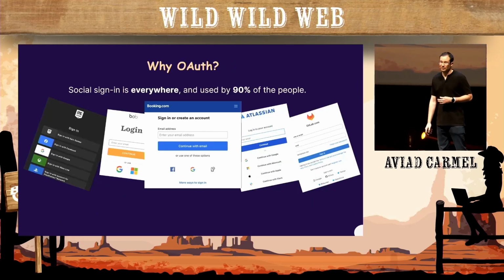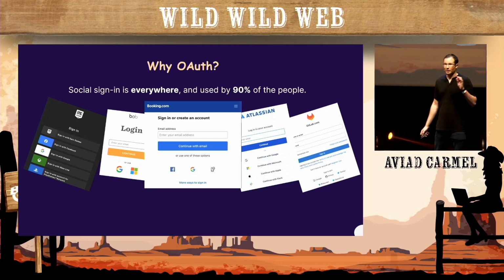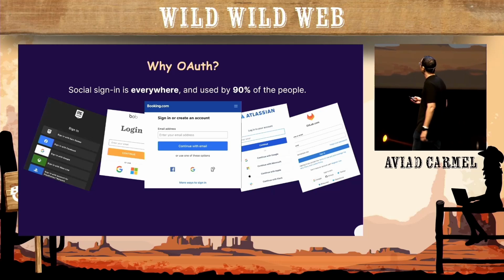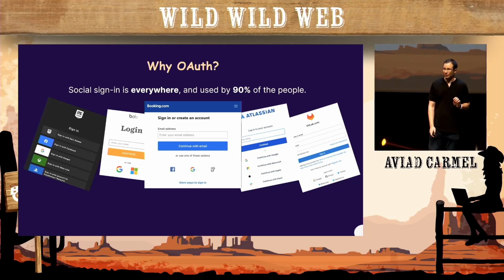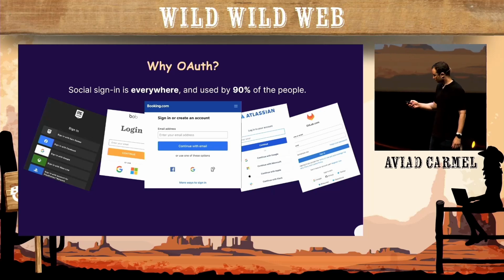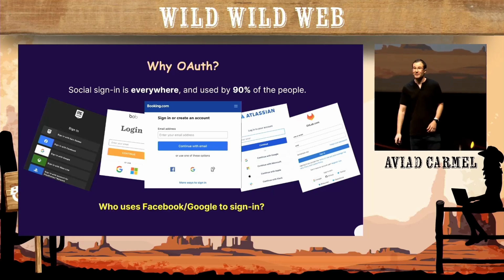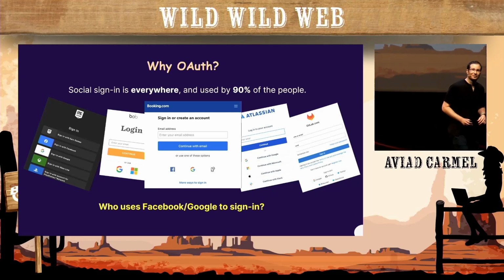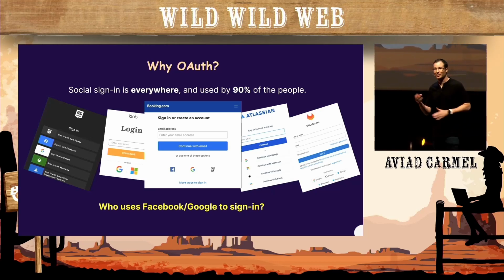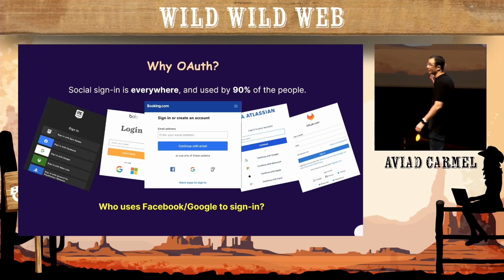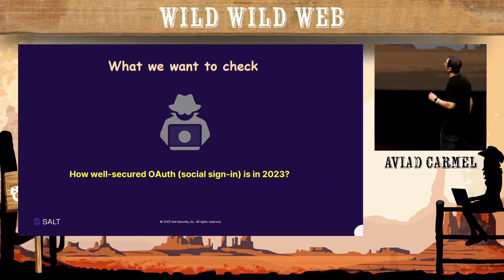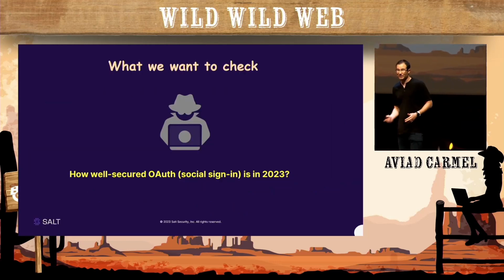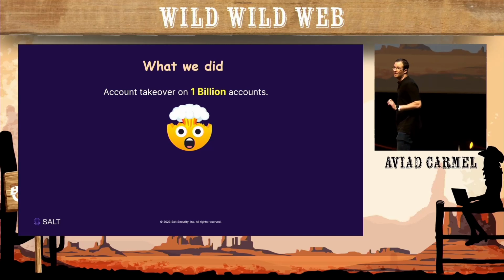Now, why did I start to do research about OAuth? As you know, social sign-in is everywhere, used by 90% of the people. For example, who uses Facebook, Google to sign in? Right, I think all hands should be raised up because we all use Facebook, Google, Twitter, Apple to sign in. And in this research, what we wanted to check is how well secured OAuth, the social sign-in mechanism, is in 2023. And what we did is account takeover on 1 billion accounts.